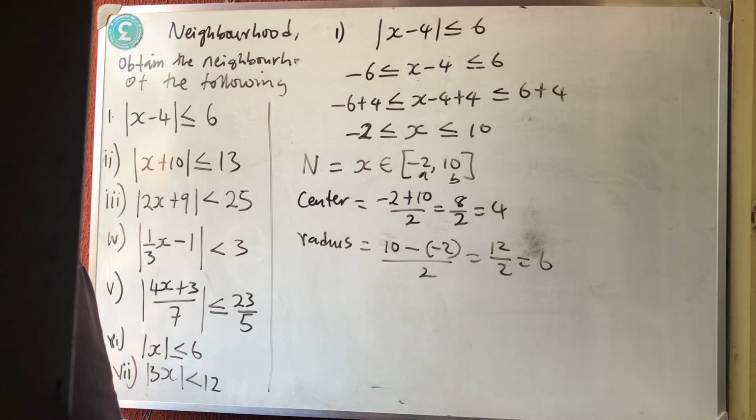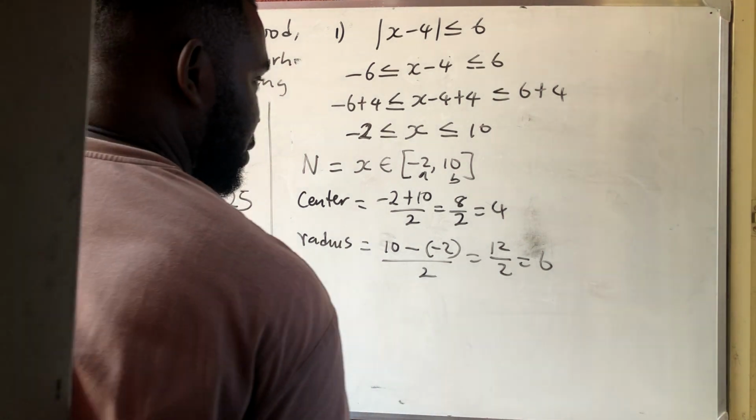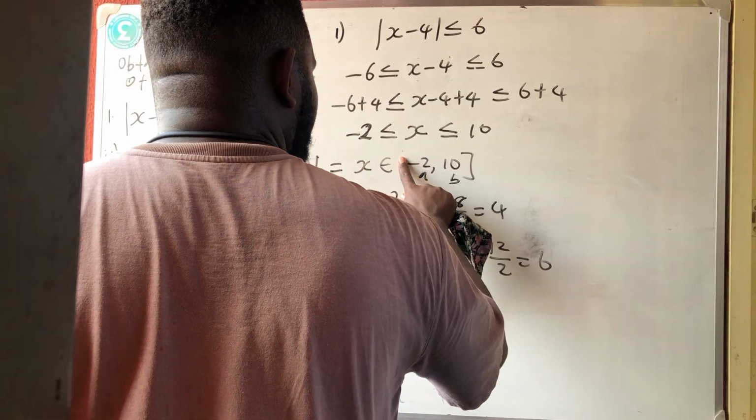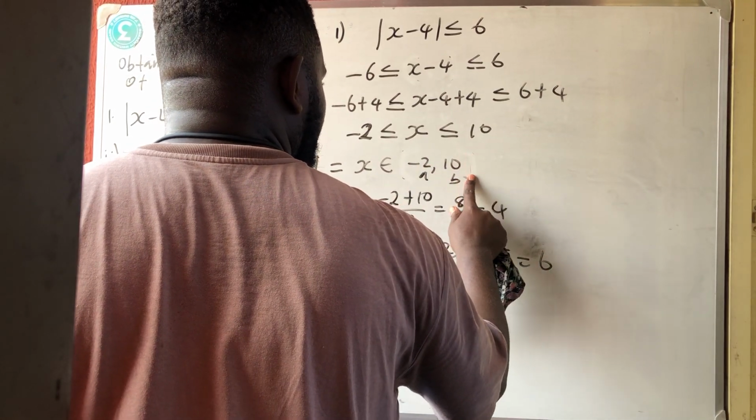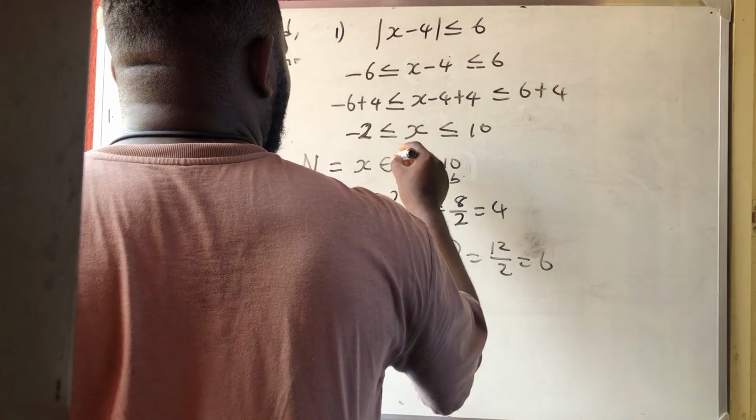Sorry, the neighborhood is always an open interval. Please, your neighbor is always open to your house. Anytime your neighbor knocks, you open the house for your neighbor. Neighborhood is always an open interval, even if you got your answer as closed. So your neighborhood must be an open interval.